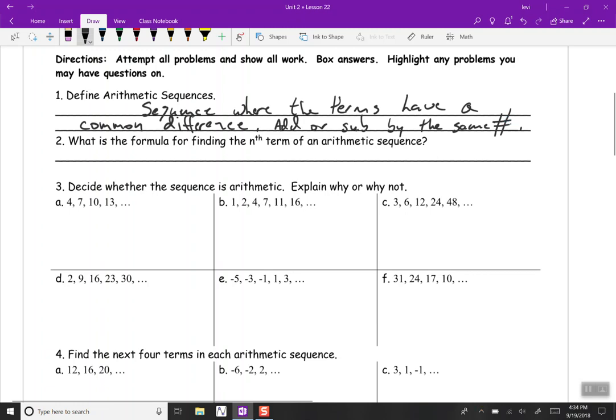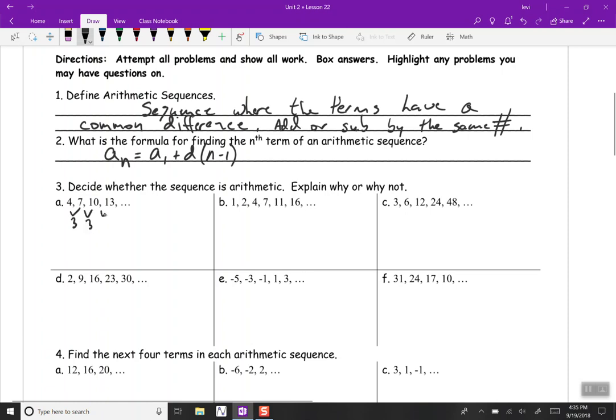What is the formula? So that's a sub n equals a sub 1 plus d times the quantity n minus 1. So decide whether the sequence is arithmetic or not.